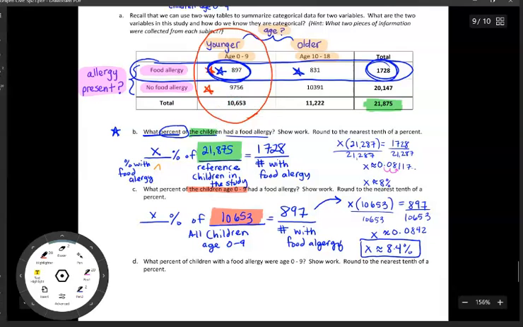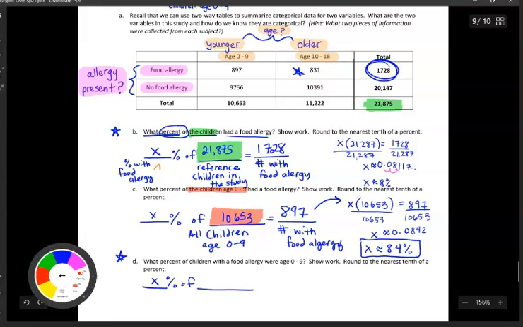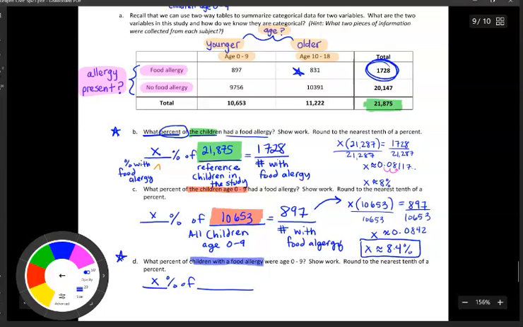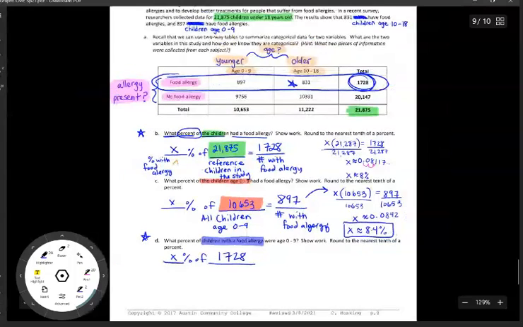Okay, now what does this last question ask us here? So the last question, I'm going to erase some of these markings I've done here. So the last question is asking us what percent, so X percent, of children with a food allergy. So I'm going to focus in only on the children with a food allergy. Well, all children in this first row have a food allergy. So again, my total is going to be the 1,728. My reference group, I'm referencing all children with food allergies.